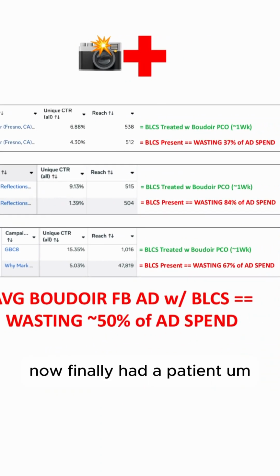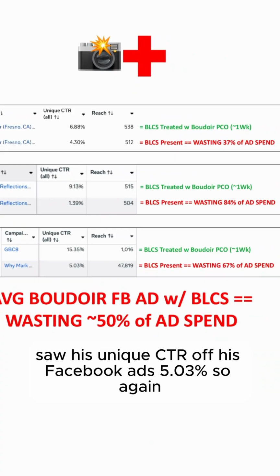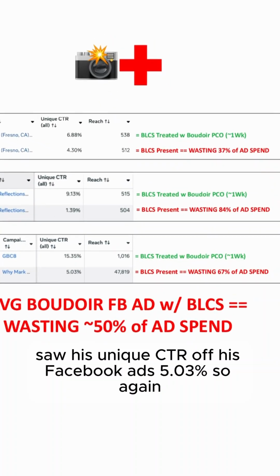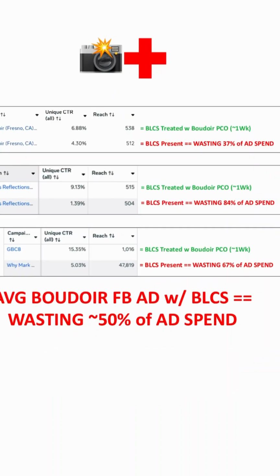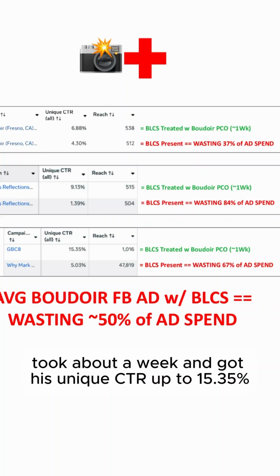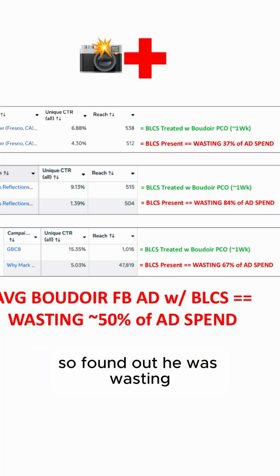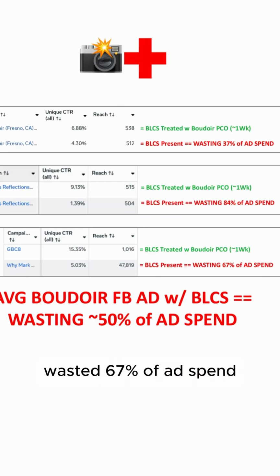Now, finally, I had a patient whose Facebook ad unique CTR all was 5.03%. So again, I knew the BLCS was present. So I went in, duplicated it, treated with Boudoir Pico, took about a week, and got his unique CTR all up to 15.35%. So I found out he was wasting 67%, or at least the original Boudoir Facebook ad was wasting 67% of ad spend.